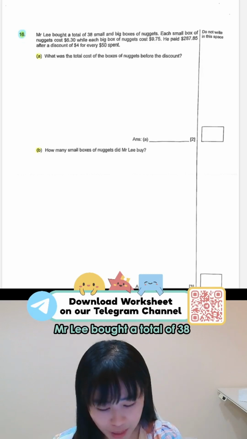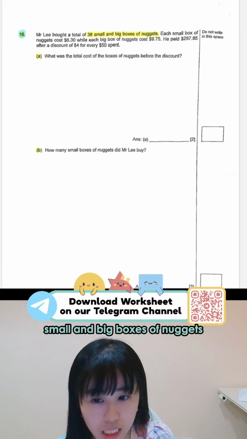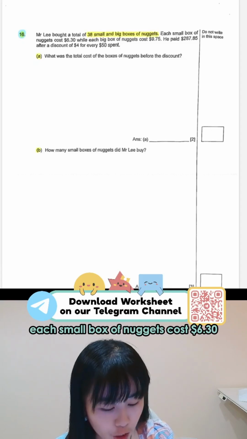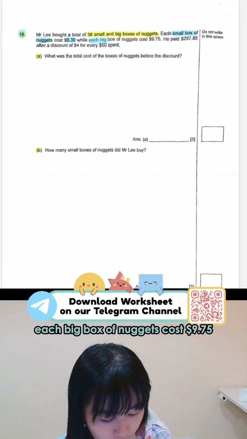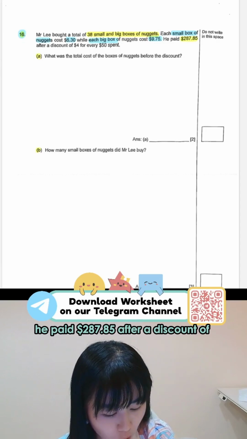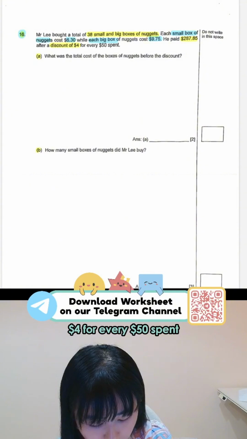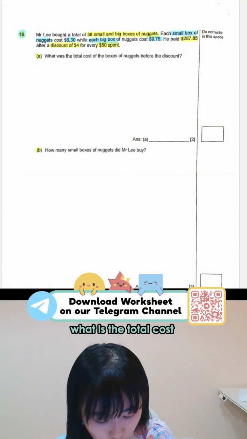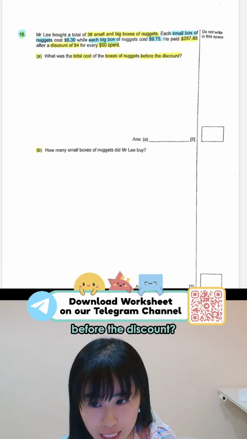Question 16. Mr. Lee bought a total of 38 small and big boxes of nuggets. Each small box of nuggets costs $6.30. Each big box of nuggets costs $9.75. He paid $287.85 after a discount of $4 for every $50 spent. What is the total cost of the boxes of nuggets before the discount?